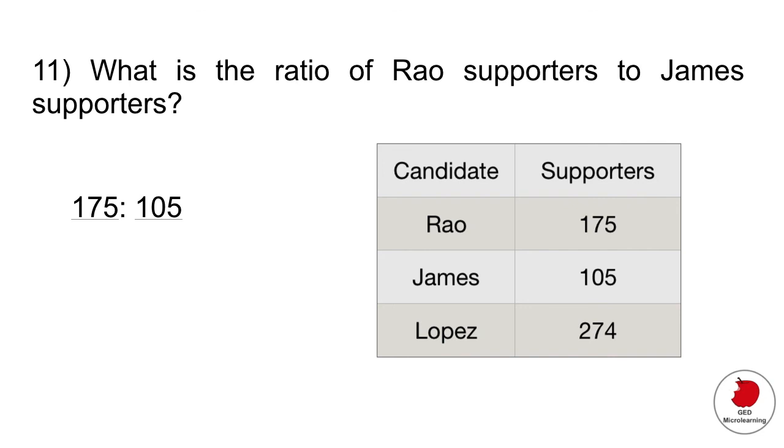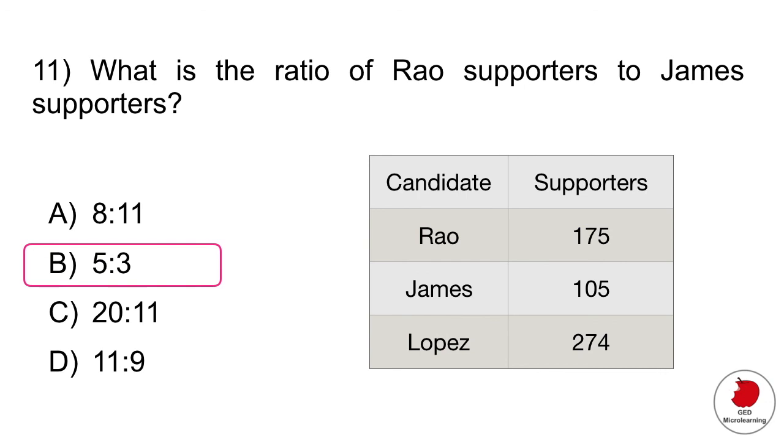Now you have to find a number that both of these numbers divide by, and the number in this case is 35. If you divide both numbers by 35, this ratio goes down to 5:3. So the correct answer would be B.